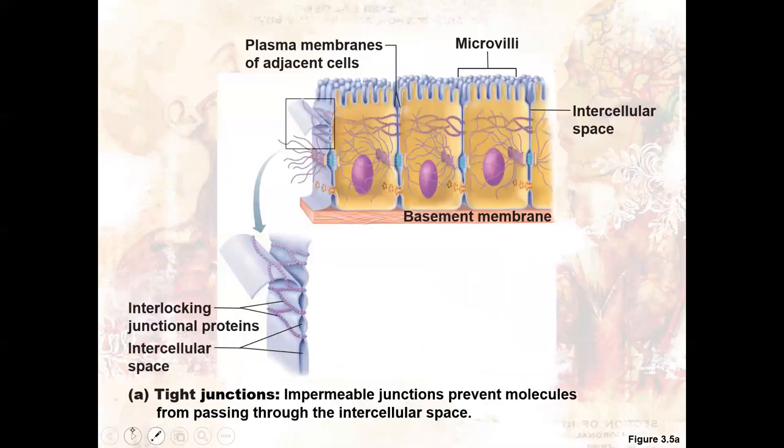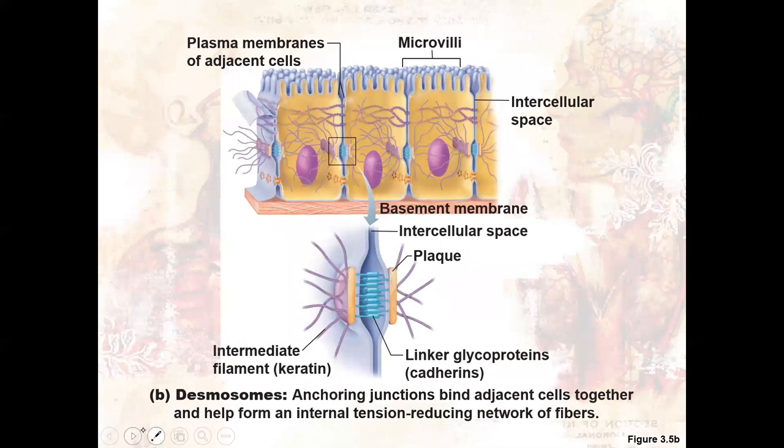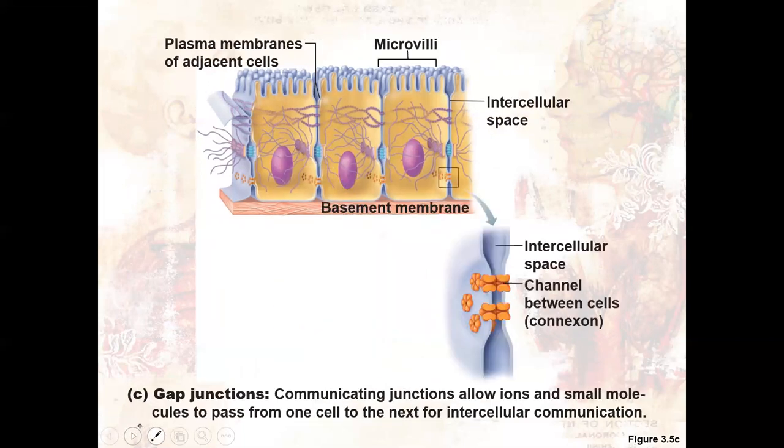So here is a tight junction. Nothing's going in between those cells. They're held really tightly together. Here's a desmosome. You can apply tension to those cells, but you're not ripping them apart. And then here is a gap junction. An electrical impulse that started here would travel from one cell to the next. They're all electrically connected.